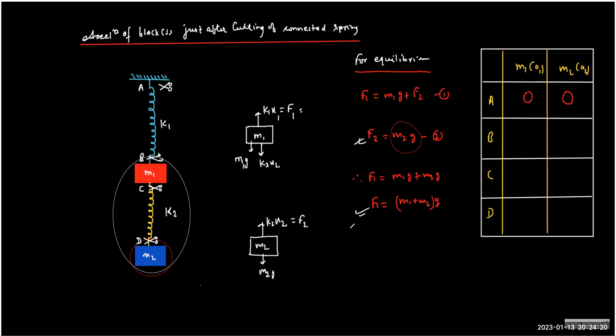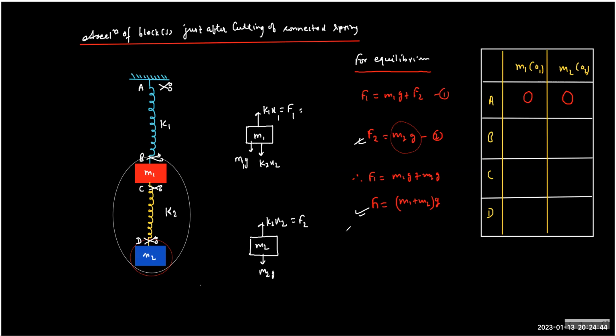See, the upper spring is holding the weight of M1 and M2 both. So it is applying a force equal to the weight of both the masses, which is (M1 plus M2) times g. So first you need to see this. Once you see this, if I cut at B, then from the life of M1, how much force are we decreasing?